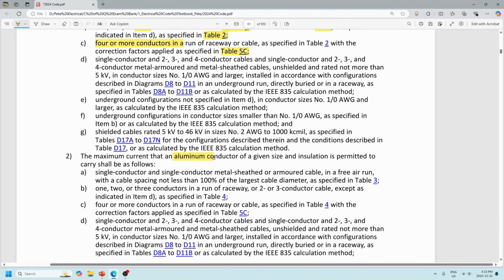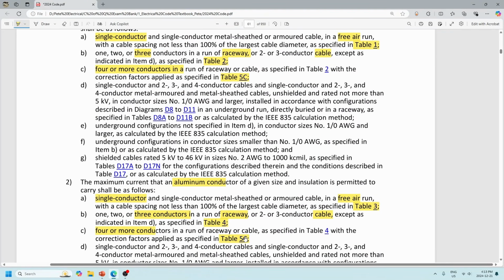Taking a look at aluminum conductors, those guys are going to be table 3 and table 4. Table 3, again, is going to be single conductors in free air. Table 4 is going to be up to 3 conductors in a raceway or a cable. And then again, if we're going to go above 3 conductors, then we're again going to be making use of table 5C. Okay, so quickly, copper is going to be 1 and 2, aluminum is going to be 3 and 4, and if we're above 3 conductors, we're going to be using table 5C.